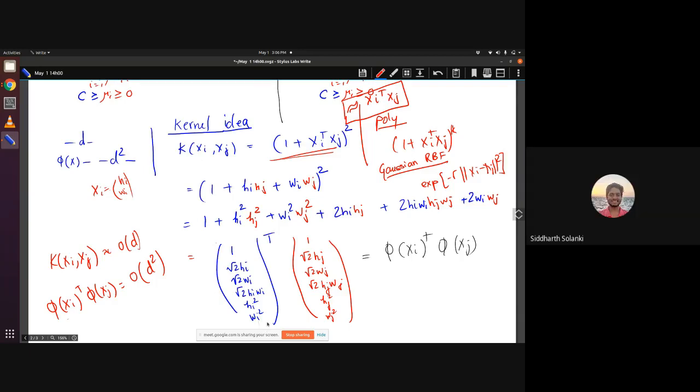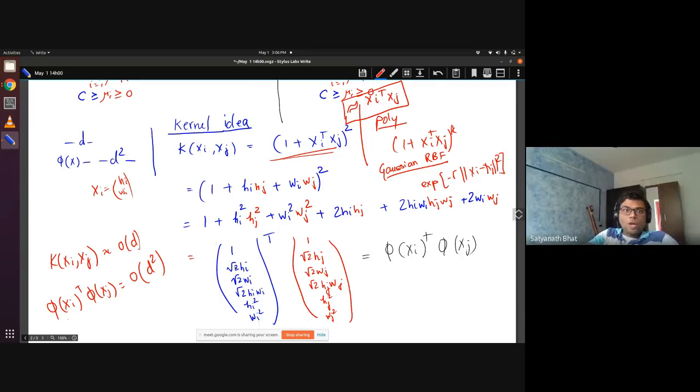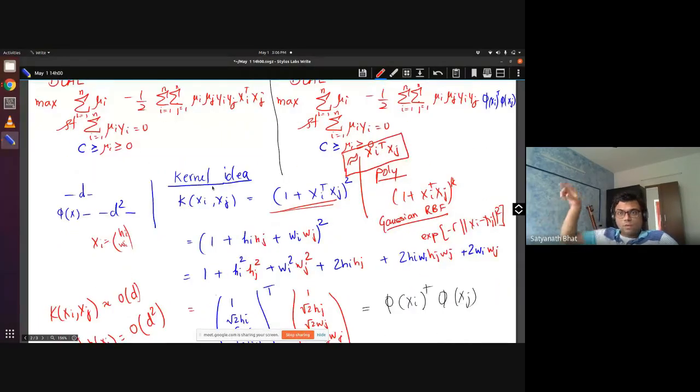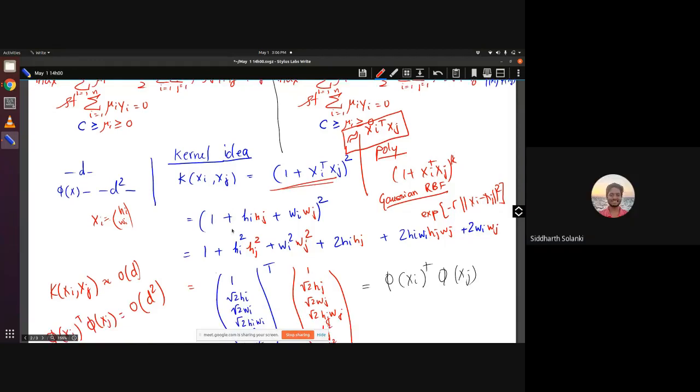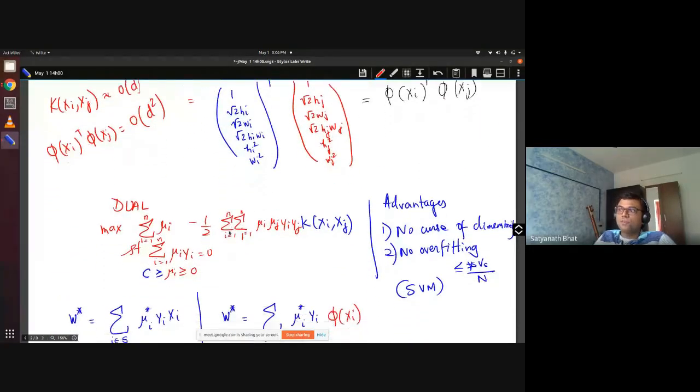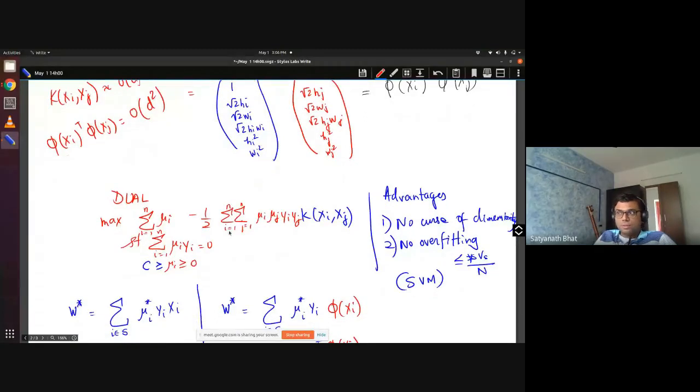Sir, but even that 1 is extra. One would have been there even if I went to the original space, right? See, whenever we are doing this kind of a problem, when you are trying to find a perceptron, there is always the constant term coming in. Otherwise, it will be W transpose X, and that will be a line which is always passing through the origin. So the intercept term is always there. Correct? Yes, sir.